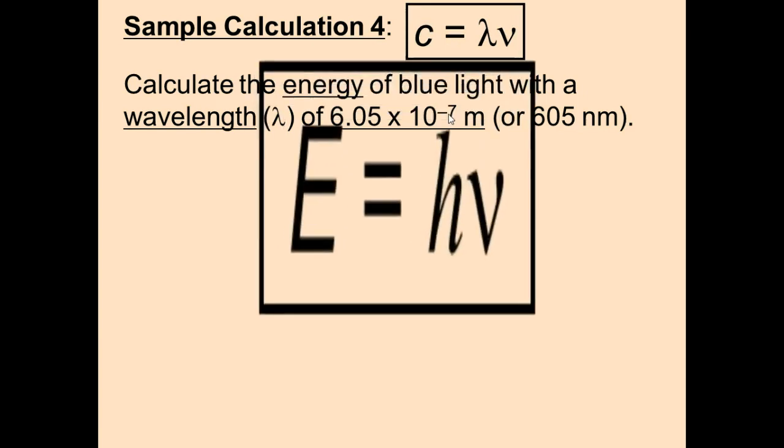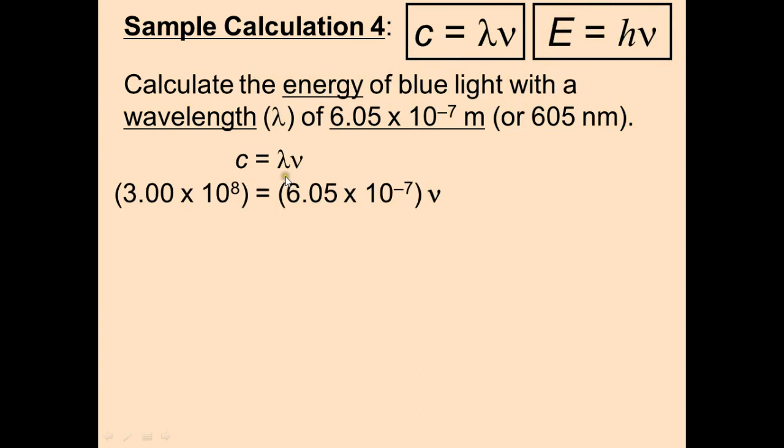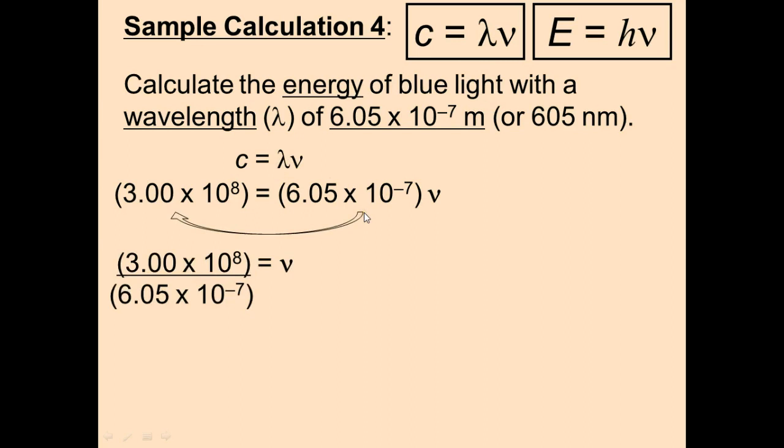And so first we have to calculate the frequency, which is v, if we have this. And so we have c, which is given to us, so you just plug in c. And we have the wavelength, so we plug in wavelength for this. And we need frequency, so we divide this by this, and we get v, which is 4.96 times 10 to the 14th.